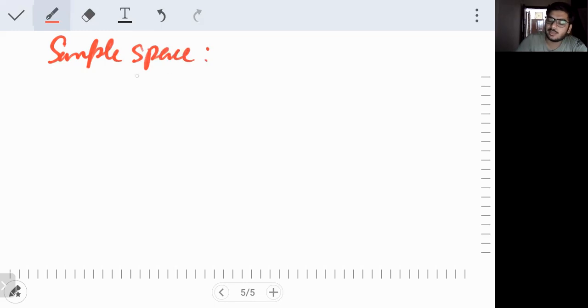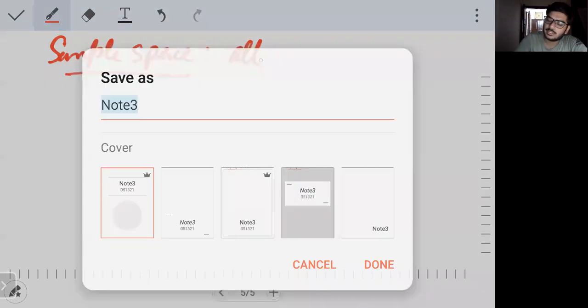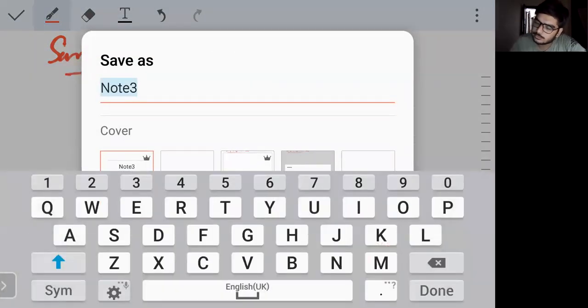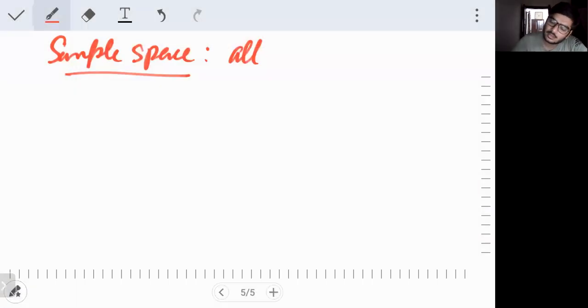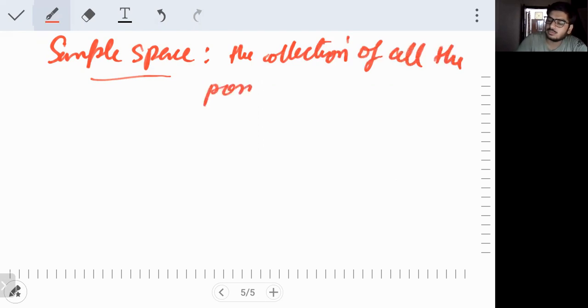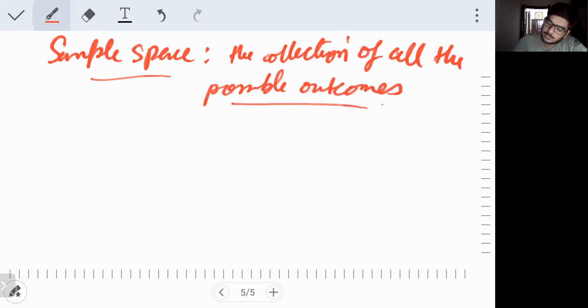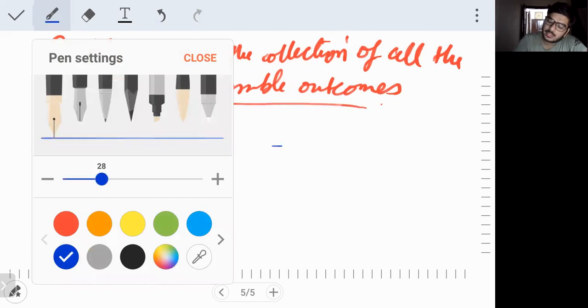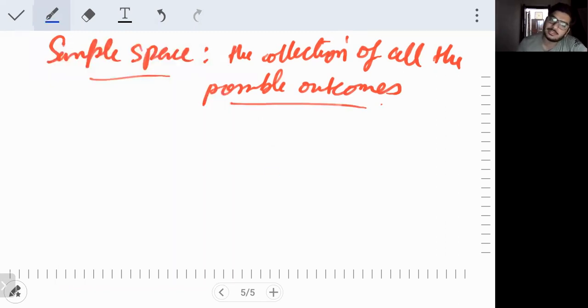We have already seen the collection of all the possible outcomes, right? Collection of all the possible outcomes. Now, under this collection of all the possible outcomes, the first thing that comes while dealing with probability is the event.